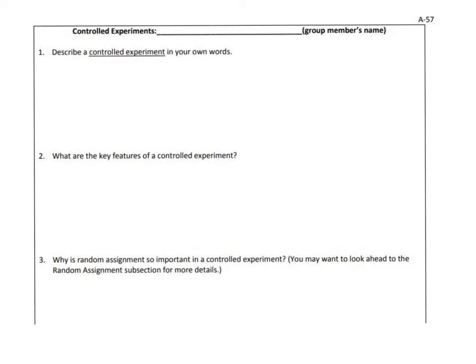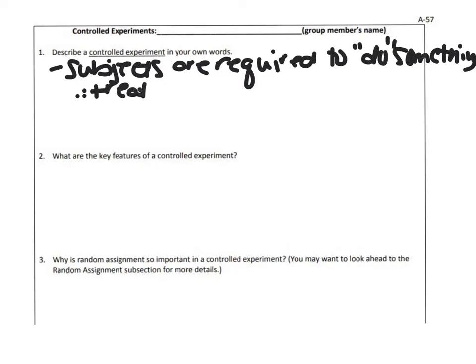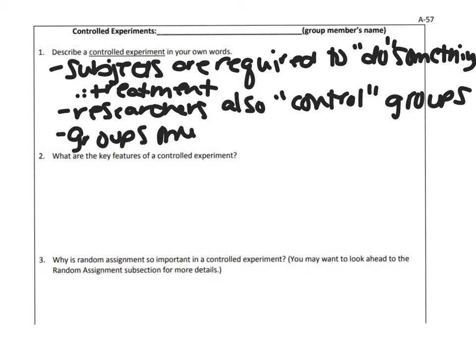All right, in a controlled experiment, basically your subjects are required to do something. In other words, they have to do some kind of treatment. They have to actually physically do something. Researchers also control the groups. And the groups must be as similar as possible.